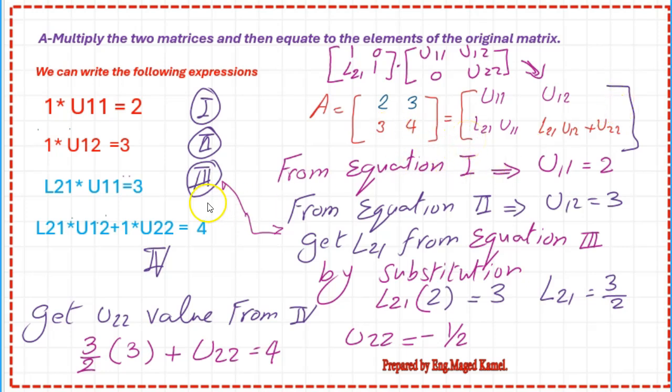We'll move to the third equation, which is L sub 21 multiplied by u11 equals 3. Since we have u11 equal to 2, L sub 21 equals 3 divided by 2. 3 divided by 2 will give us L sub 21.